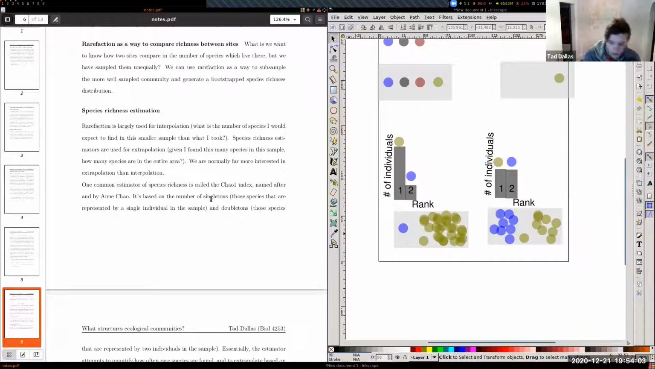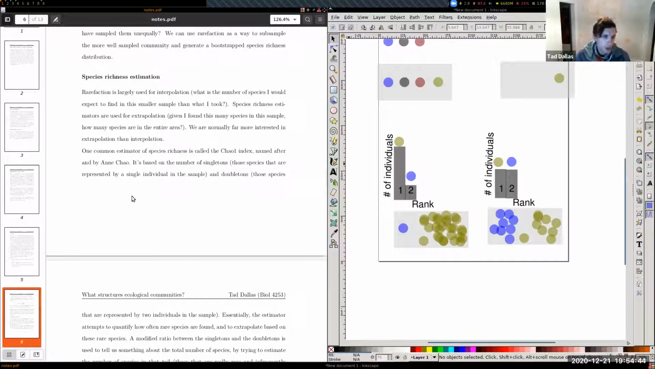All right, and so now we'll talk about methods for species richness estimation that are not rarefaction based, and that are typically used for extrapolation, and that tie a little bit more into the rank abundance distribution and the sampling process itself to an extent. And so here I introduce what's called the Chao index. It is named after its creator, Anne Chao, who's a community ecologist, population ecologist.